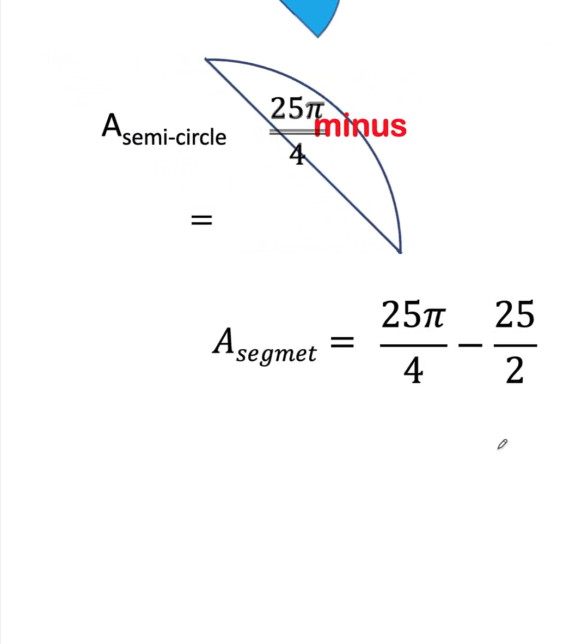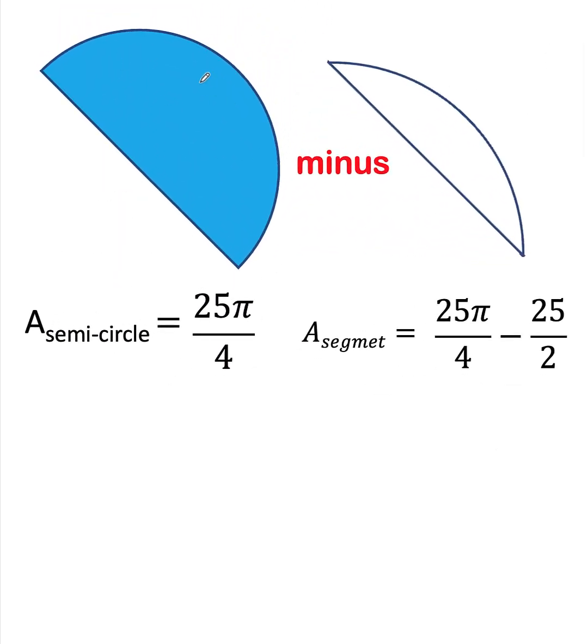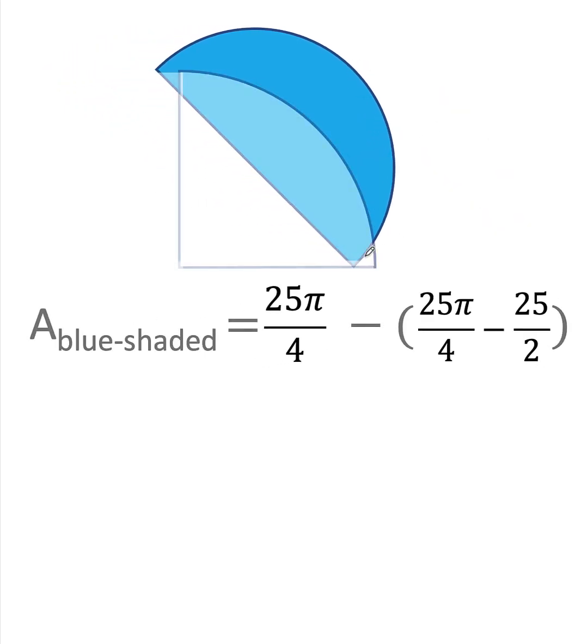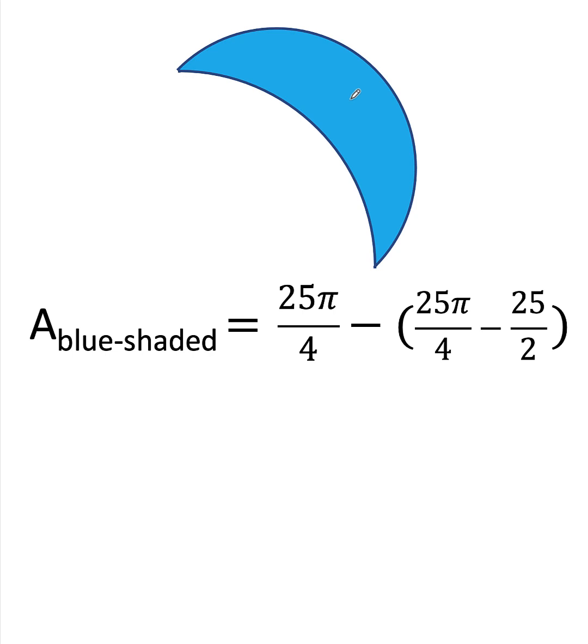Let's go back to our previous result. We said that the area of this semicircle is 25 pi over 4, and we just computed the area of this segment of the quarter circle to be this expression. If we take the difference of these two areas, the result is the area of the blue shaded region that we are looking for in this problem.